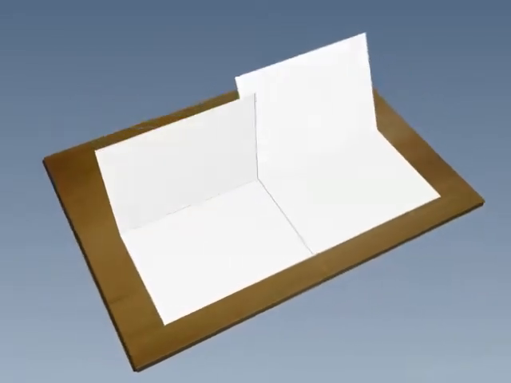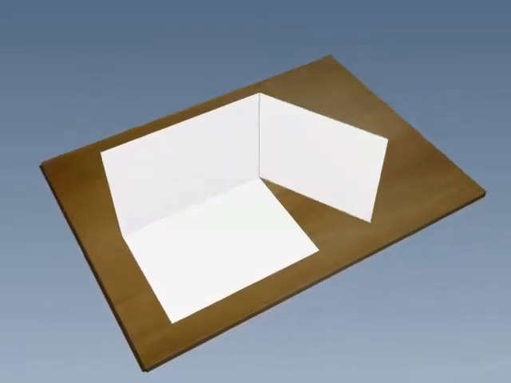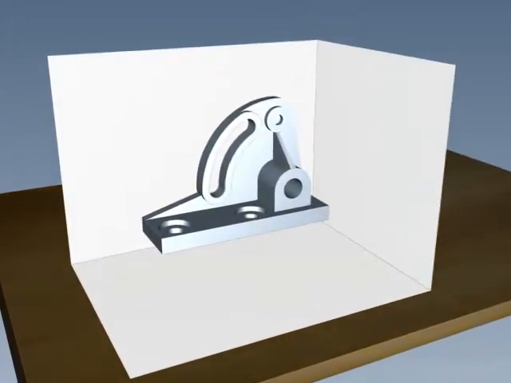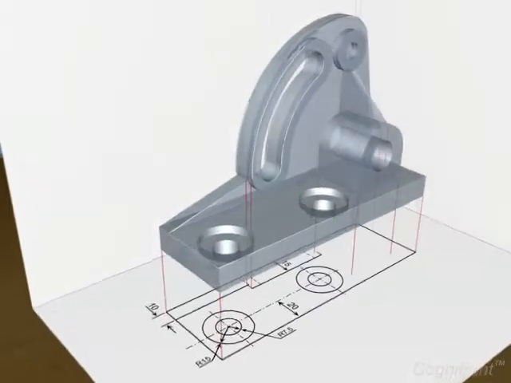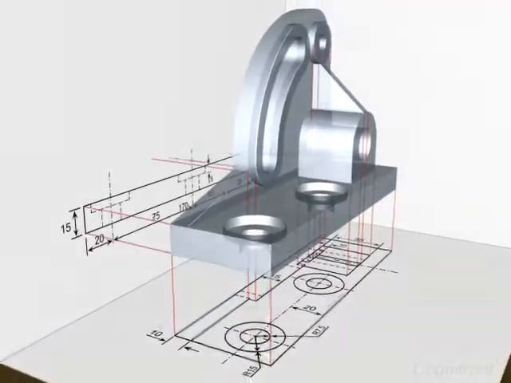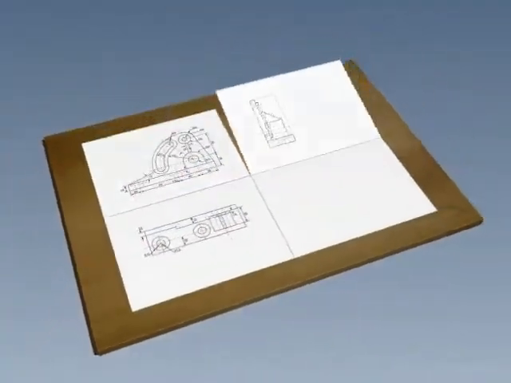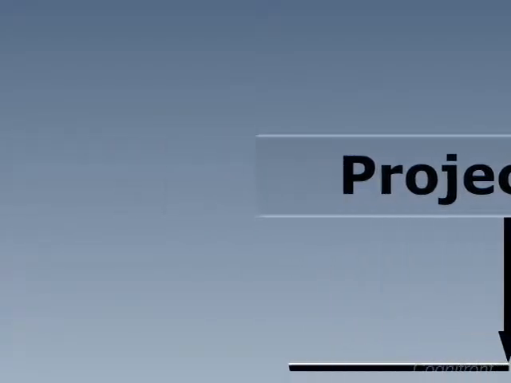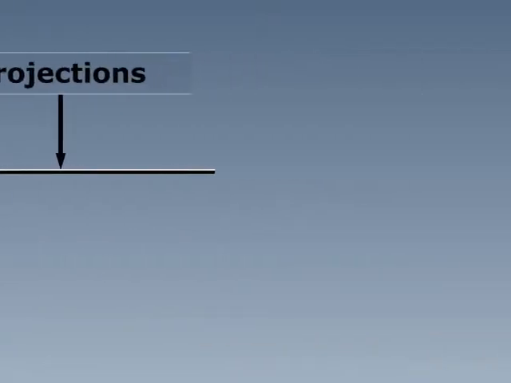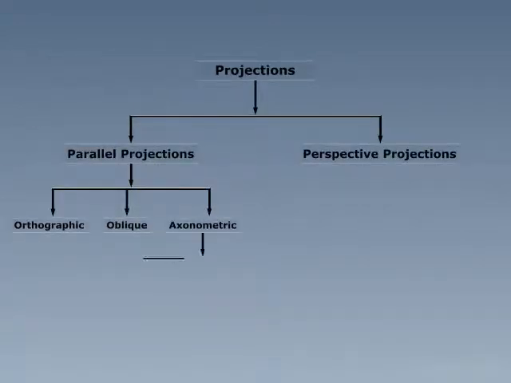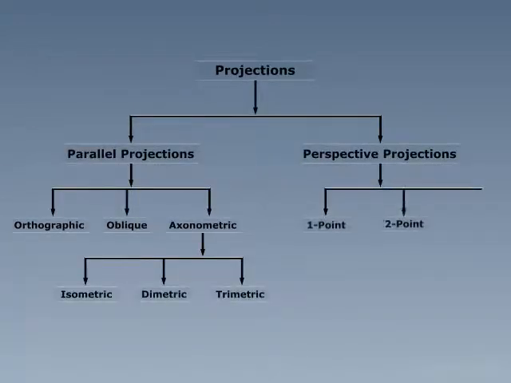Alright, so before we actually start drawing something, let's warm up with some important concepts. So first, let's take theory of projections. The word projection means to throw forward. It is a process of plotting an object or entity on imaginary planes. Projection has two types. First is parallel projection and second is perspective projection. Each of these in turn has further subtypes.